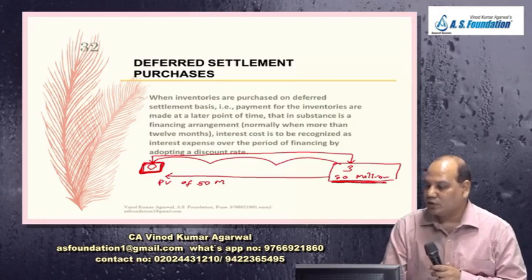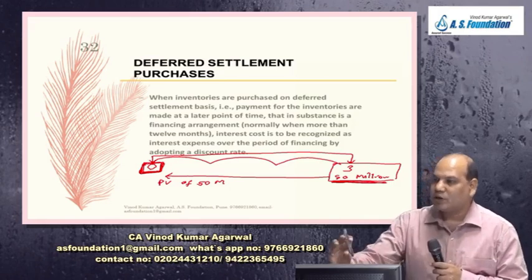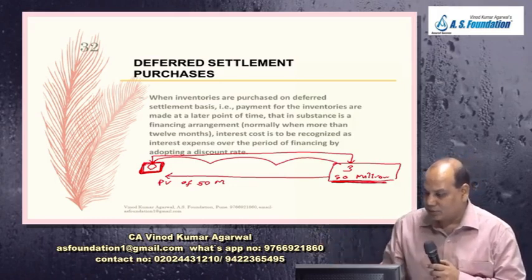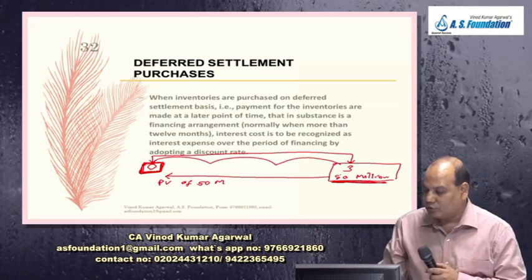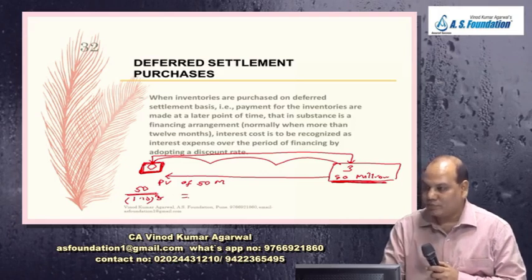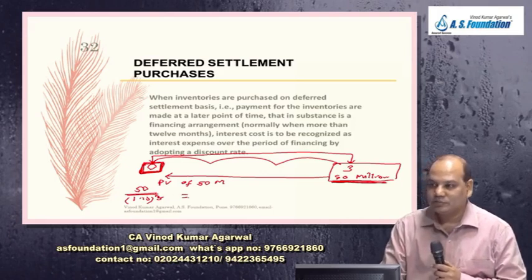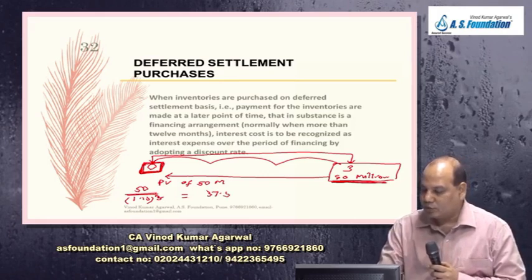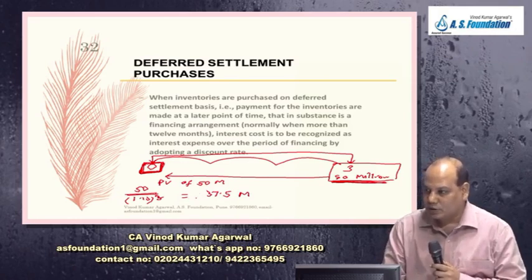It is like you have taken a loan from the supplier, so every year that interest portion will get included in the supplier's carrying amount. So calculate 50 divided by, suppose your interest rate is 10%, 50 divided by 1.10 to the power 3. How much is that? So around 37.5 million. This is the value at which the inventory will be recognized.